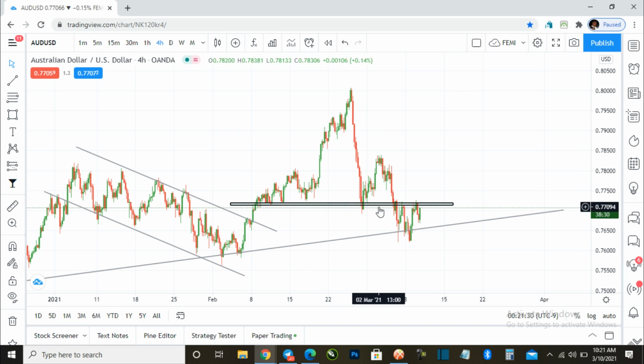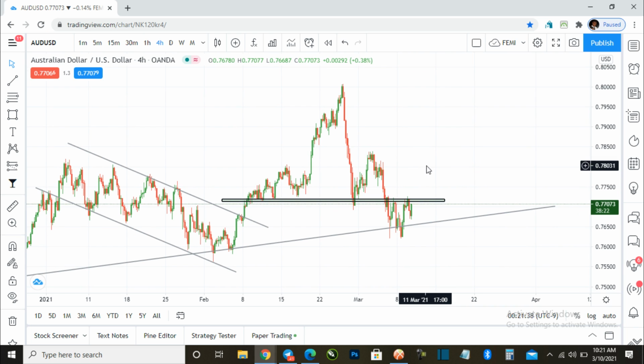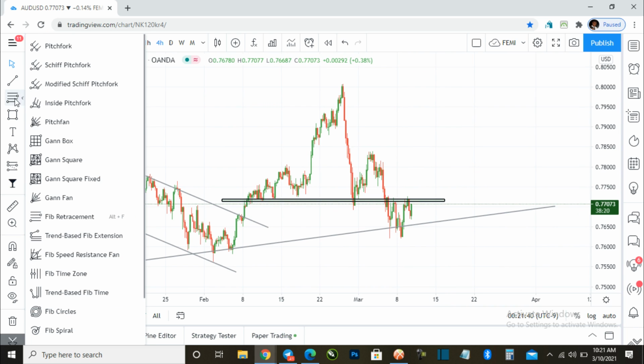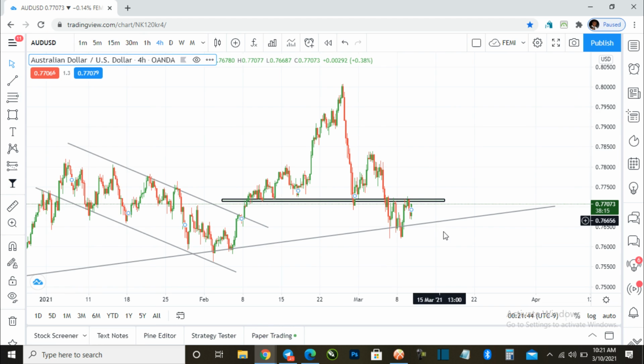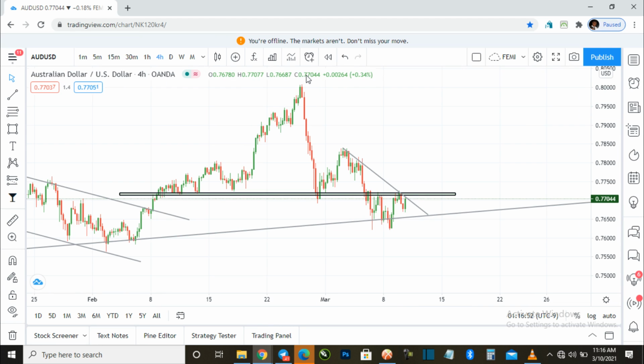Can't sell it. So definitely, let's see what will happen if we can break this resistance area. Then we can plan to buy this market. Let's see if we can break this resistance, then we can buy this market. All right, so let's put the line. This is the line right now.